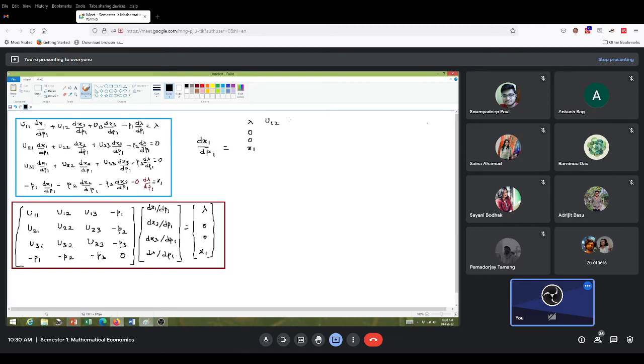Okay, can you tell me, please, dictate this. U12, U13, minus P1. What will be the second row, please? U22, U23, minus P2, and U31, U32, U33, minus P3. No, it is U32, however. 3, 2, yeah, U33, minus P3. And minus P2, minus P3, 0.